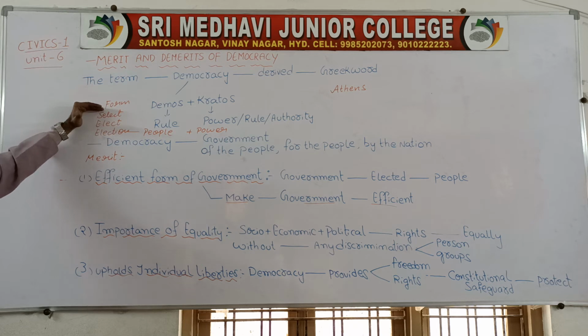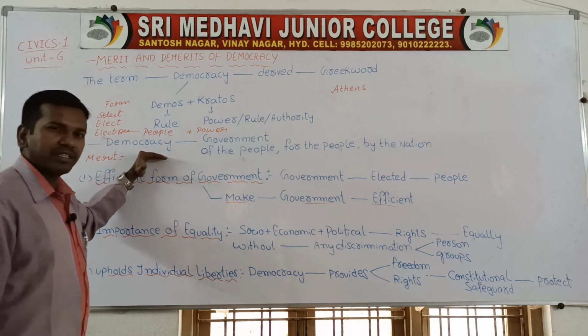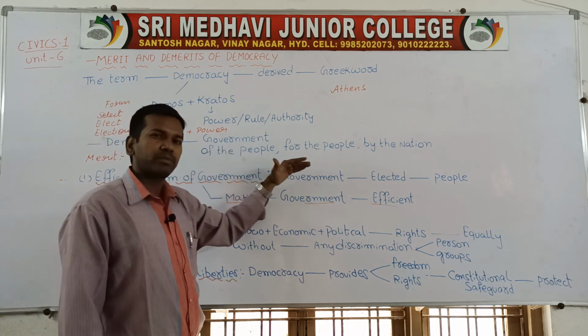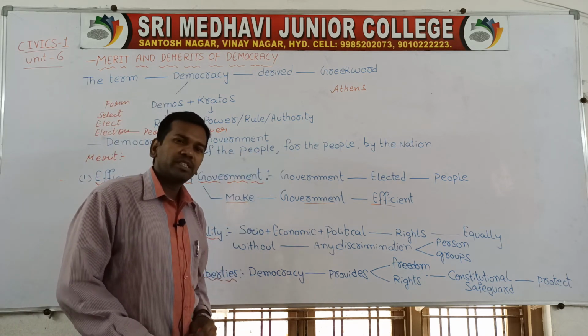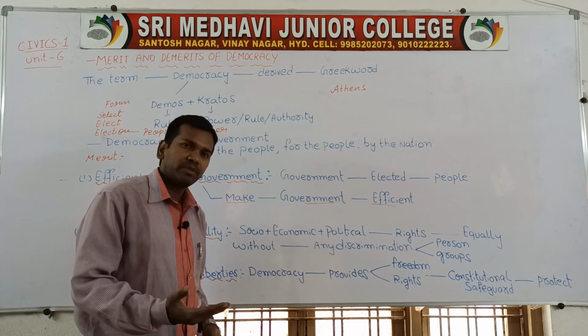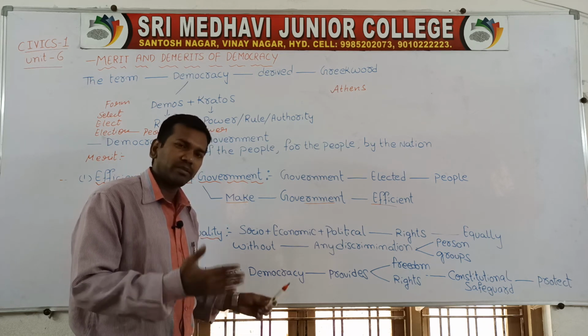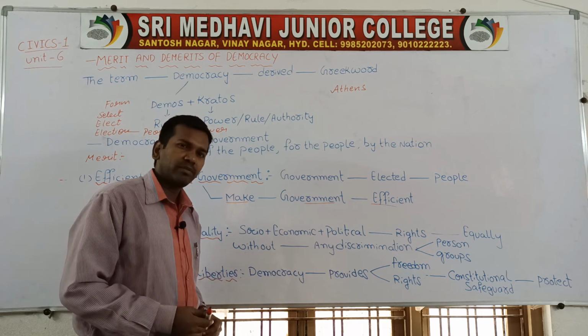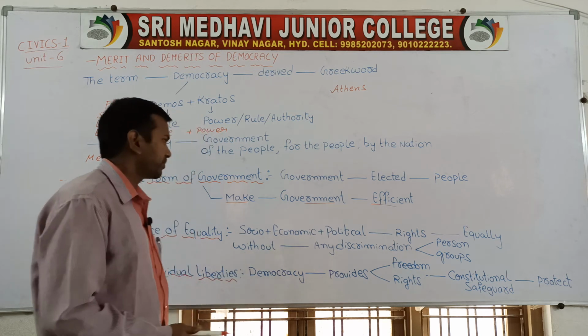Most governments in the country are mainly formed by the people, and that's why this is a democracy. Abraham Lincoln gave a definition of democracy: a government of the people, for the people, by the people. It means it is formed by the people, this government is useful for the people, and it is for the nation also.